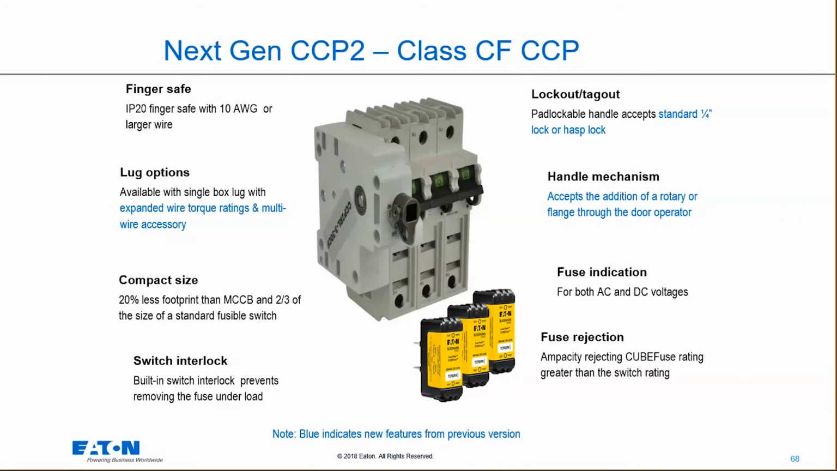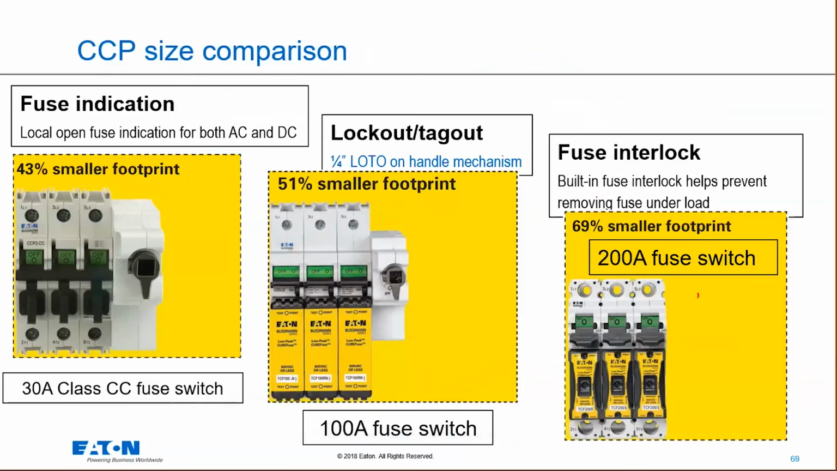And eventually, I hear through the grapevine, we should have our 400 amp launched by the end of this year. Hopefully, actually September timeframe. I heard third quarter. So just know that it's a nice product. When you look at the smaller size of it, when we're talking about a Class CC version, it's about 43% smaller. On our up to 100 amps, we're about 50% smaller. And finally, when we go up to 200 amps, we're potentially 69% smaller than a typical 200 amp Class J fusible disconnect. So they're nice devices.